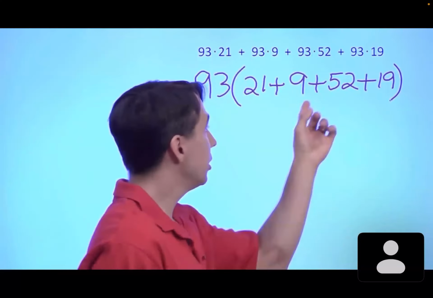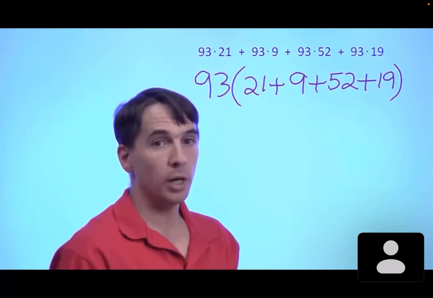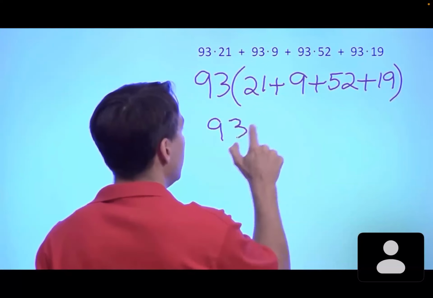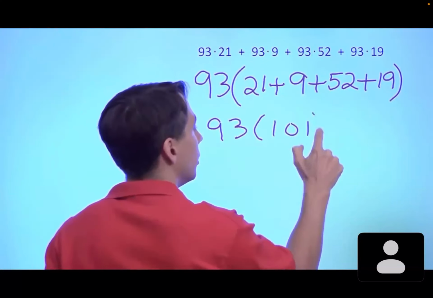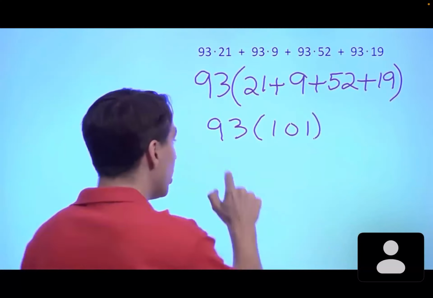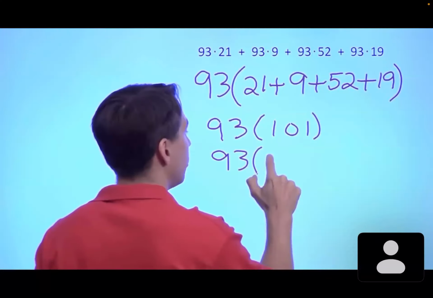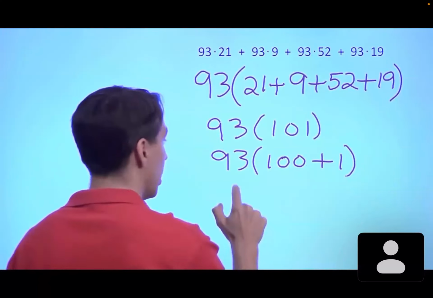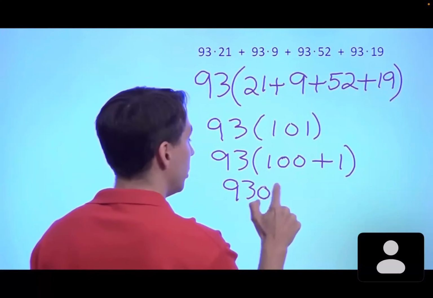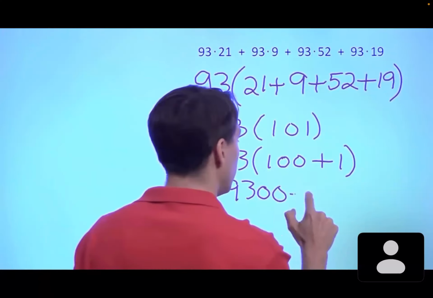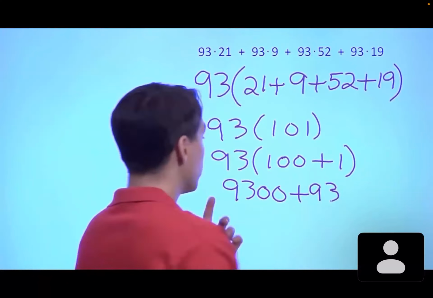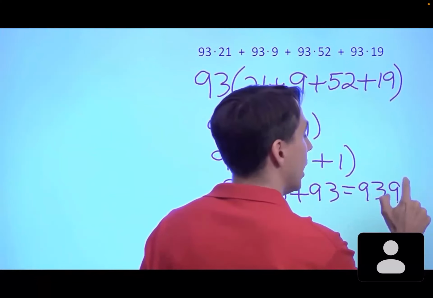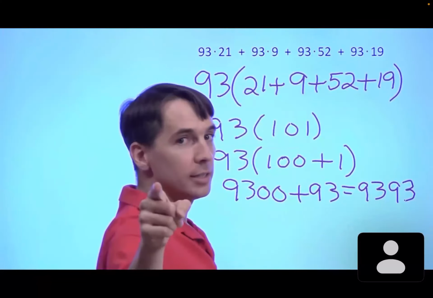21 plus 9, that's 30. 52 plus 19 is 71. 30 plus 71, that's 101. So this is just 93 times 101. And this, well, you can see what the product is, but we can also just use the distributive property again. 93 times 100 plus 1. 93 times 100, that's 9300. 93 times 1 gives us 93. So 9300 plus 93, well, we know what that is. That's 9393. And we're done.